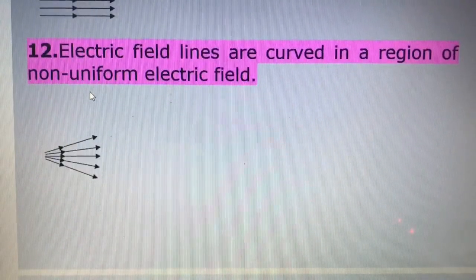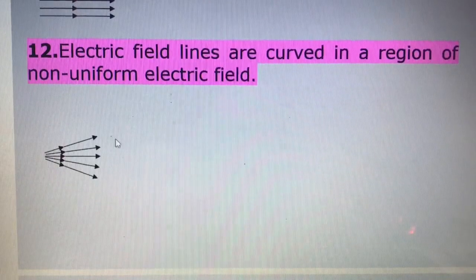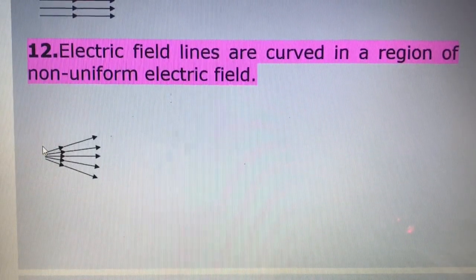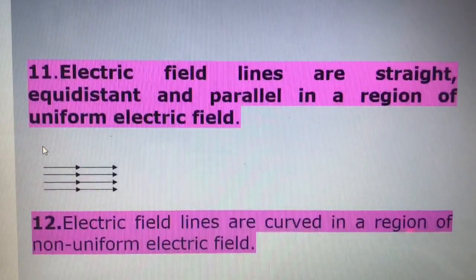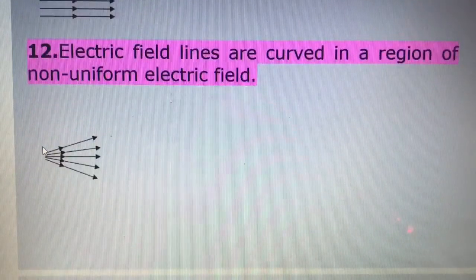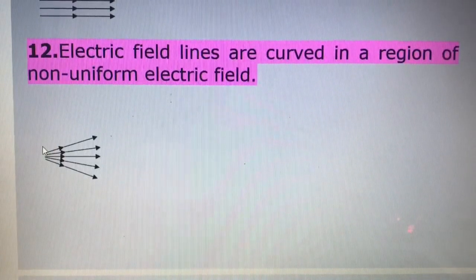But in the next point, electric field lines are curved in a region of non-uniform electric field. Already I have discussed this in the basic class of electric field. Electric field lines are straight, equidistant and parallel in a region of uniform electric field, and curved in a region of non-uniform electric field.